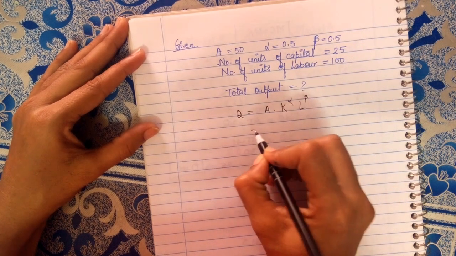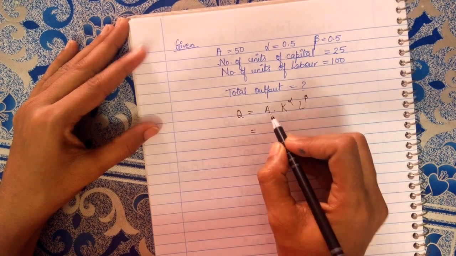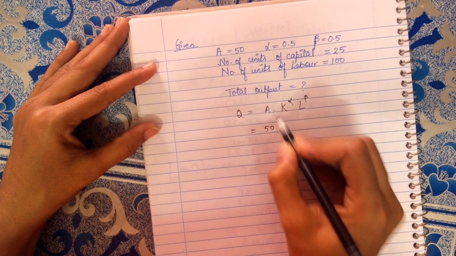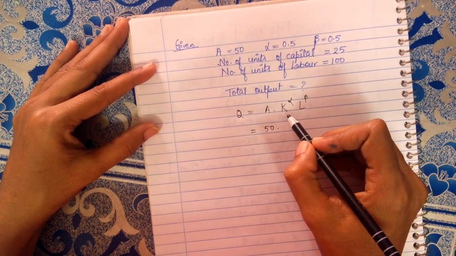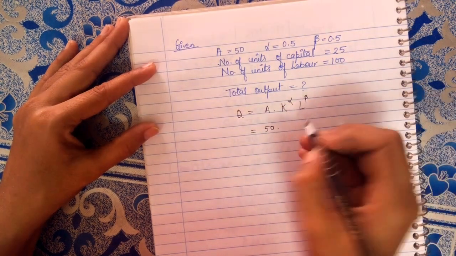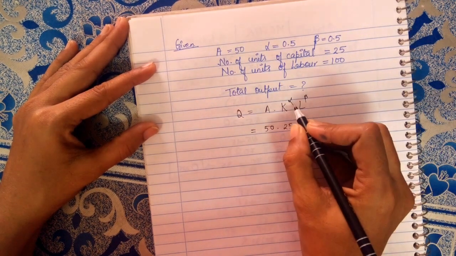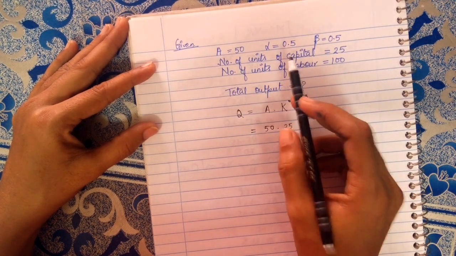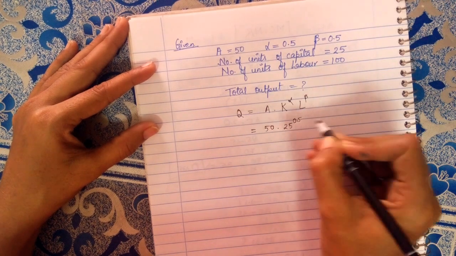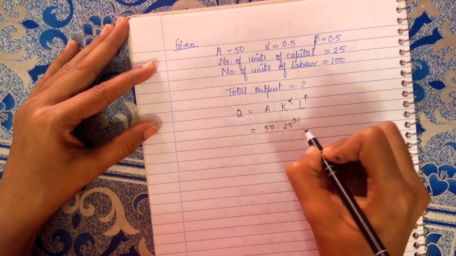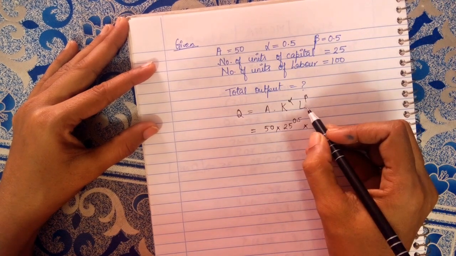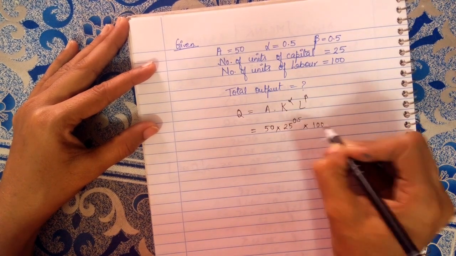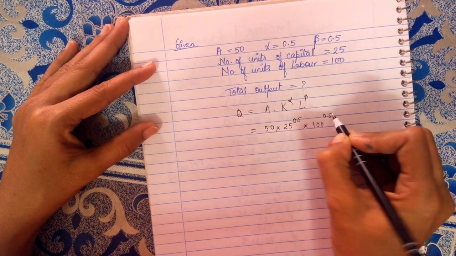So what we have to do, we will write 50 in place of capital A, into the number of units of capital, which is 25 to the power alpha, where the value of alpha is 0.5. Then we multiply the number of units of labor, that is 100 to the power 0.5, the value of beta.